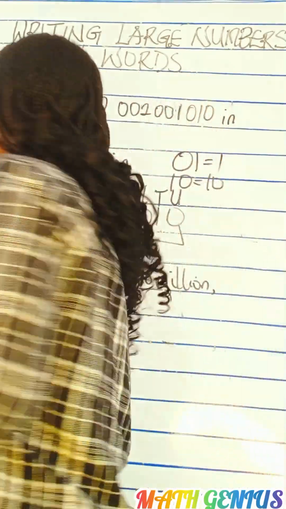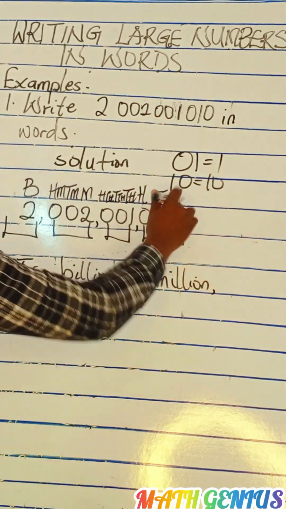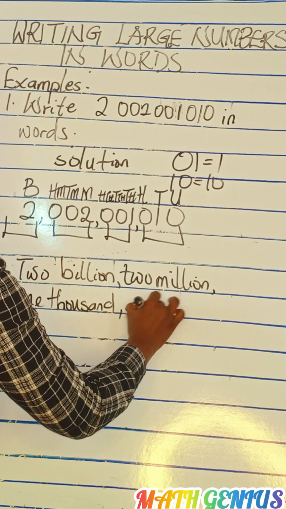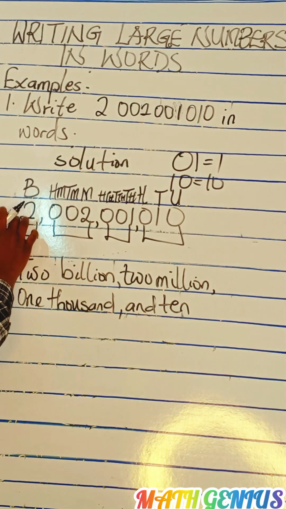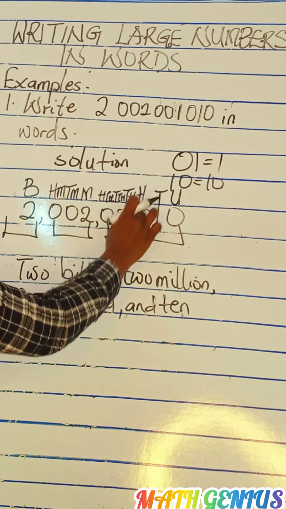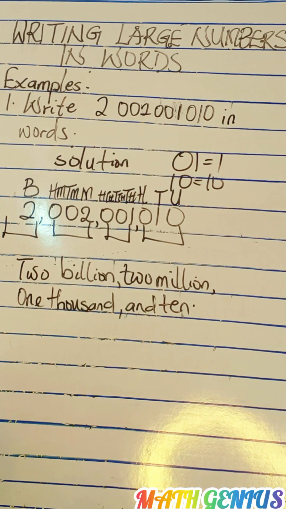Take note of that. So right now, it means the 10 here is useful, but the 0 is out of it. So we have 2 billion, 2 million, 1,000, right? And 10. So that's the answer to this question.